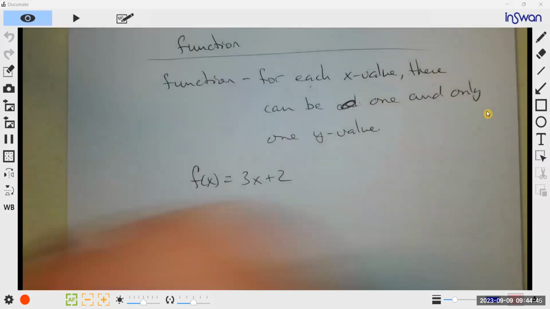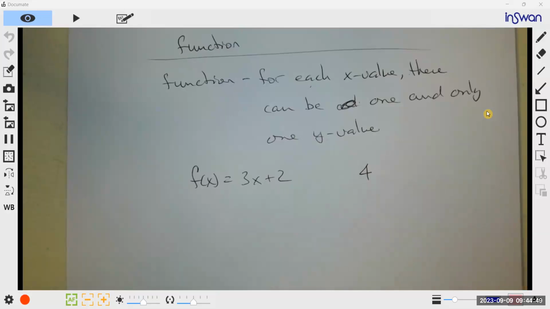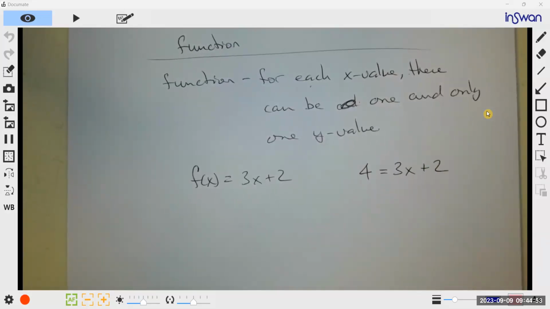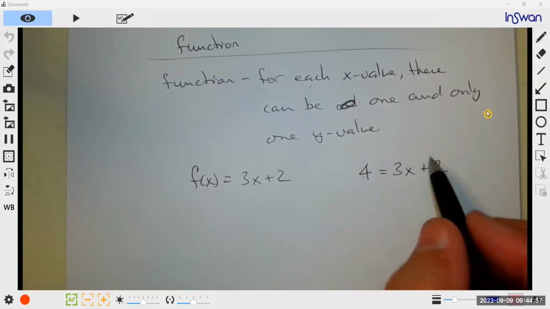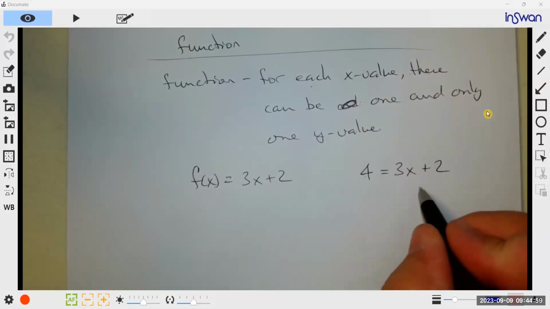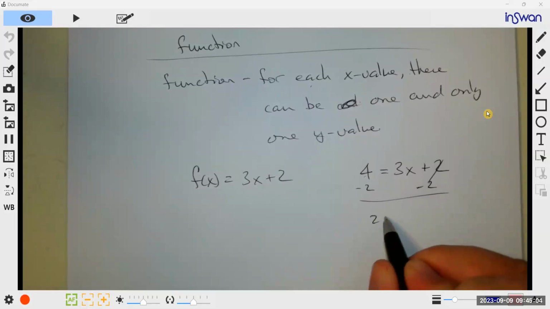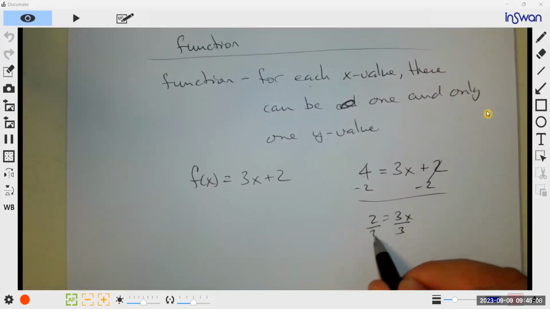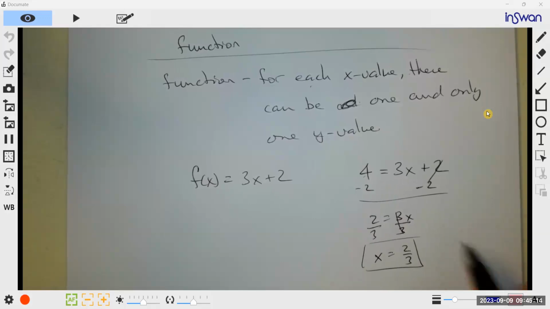So let's look at it backwards. If I want this to equal 4, let's solve for x. I pick a value for y. Let's see if it has more than one x value. Subtract 2, and then divide by 3. So x is equal to 2 over 3. There's only one value, so it's a function.